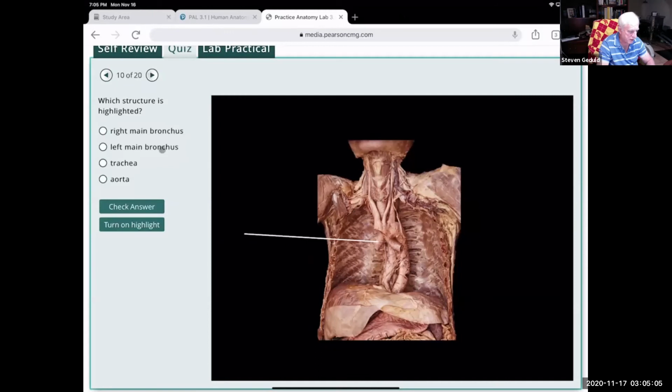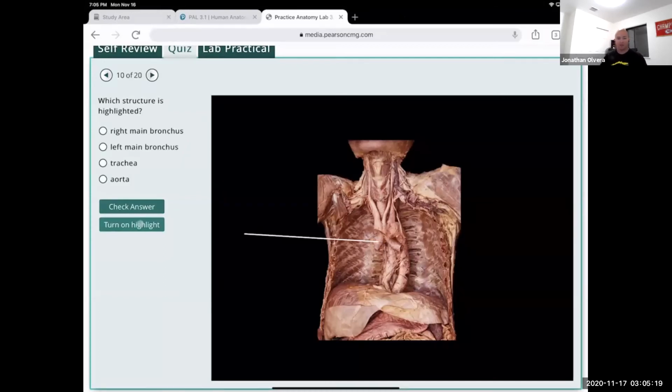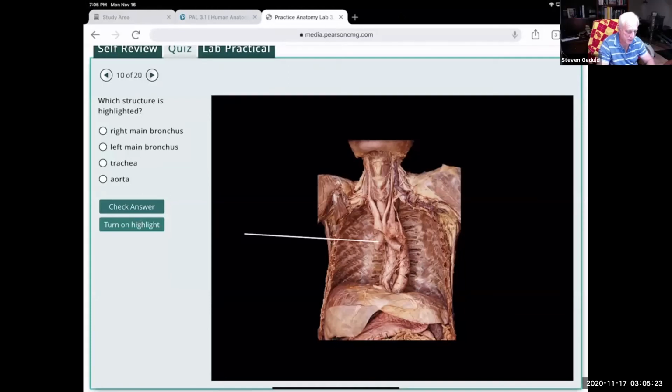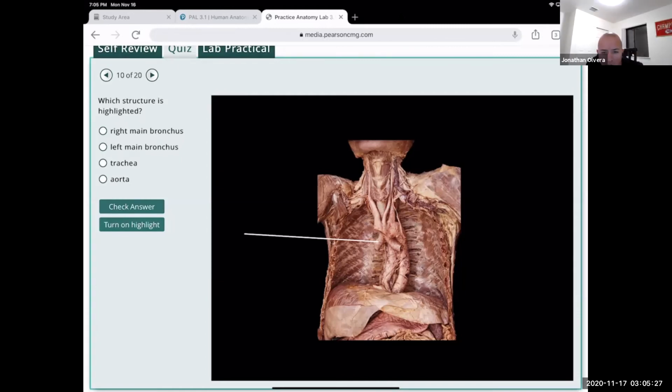And what structure is highlighted? This right here. You can see a lot better. Right main bronchus is the only thing it could be, because it's not the trachea. Could it be the trachea? Well, part of this is the trachea right here. See where my circle is? Yeah. This is the trachea.